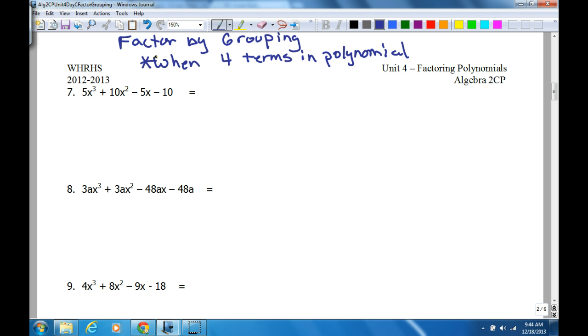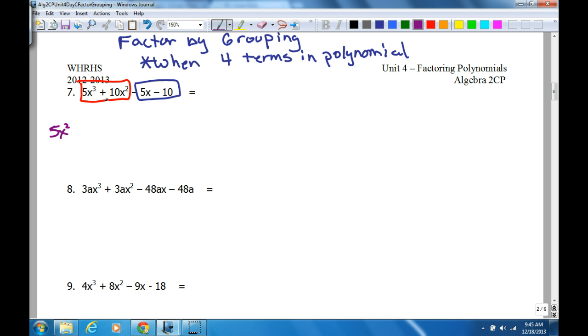So an example of something that you'd want to factor by grouping would be number 7. Okay? There's 4 terms in that. On this one, what you're going to actually do is break these down into 2 groups of 2. Here's one. Here's another. You look in the first group. What can you take out of that first group? 5x squared. You can take a 5x squared out of it, yes.